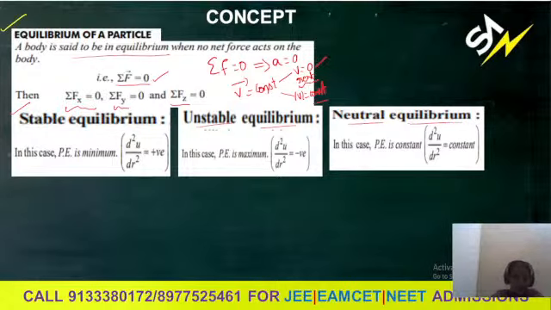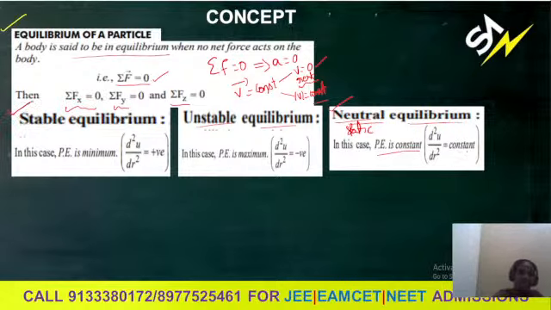The first state is an object which is unable to move from its rest position. In that case, potential energy is constant. That equilibrium state is called neutral equilibrium. Though forces act on that object, it stays at its rest position. So that equilibrium state is called neutral equilibrium, or it is also called static equilibrium. In the static equilibrium case, potential energy is constant, that is d square U by dr square is equal to constant.